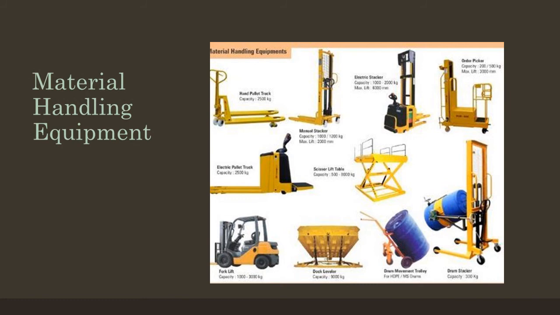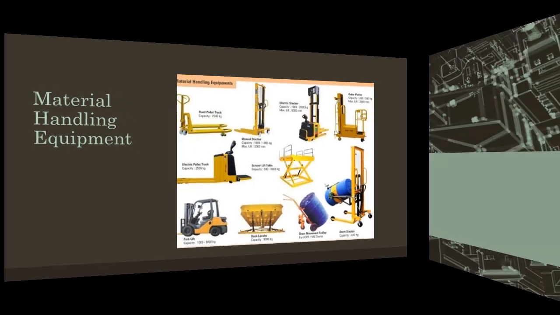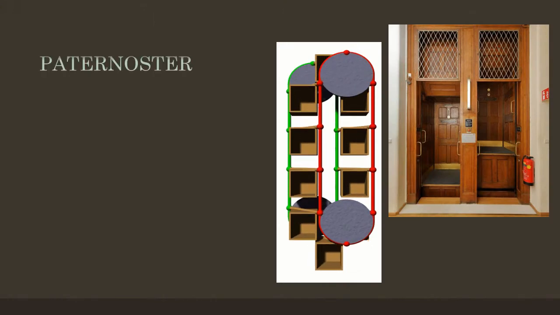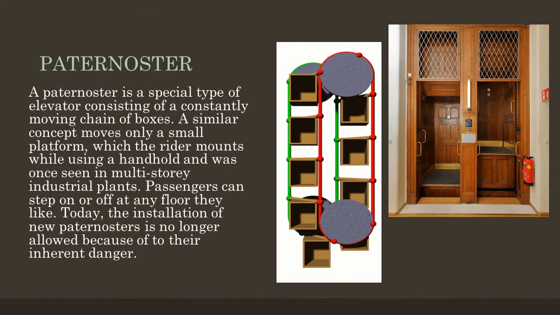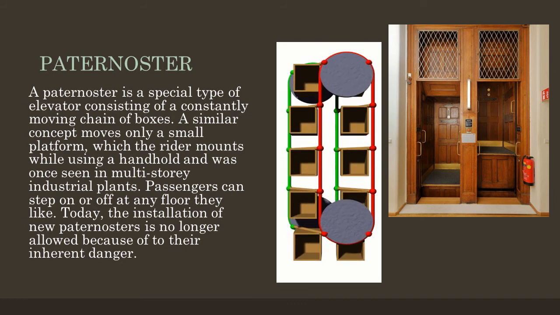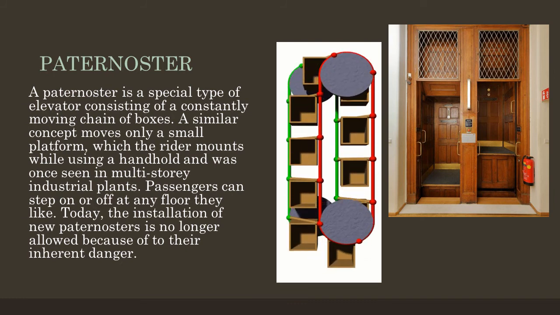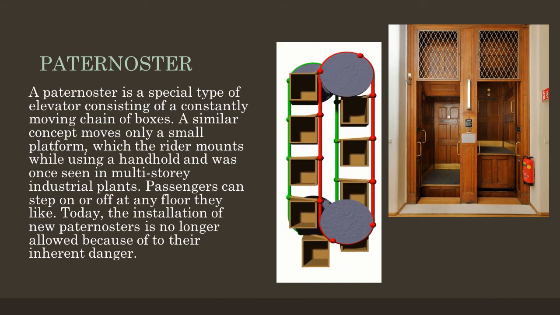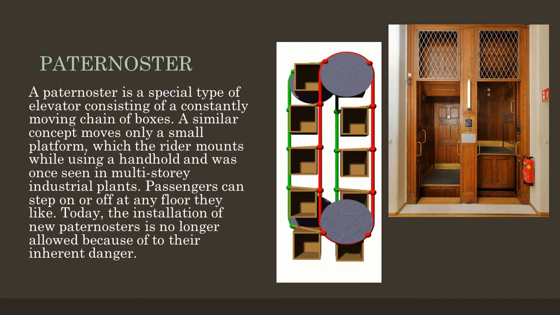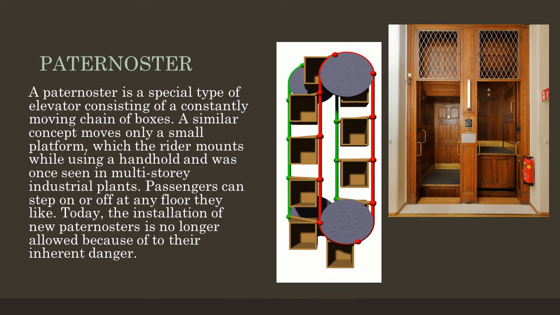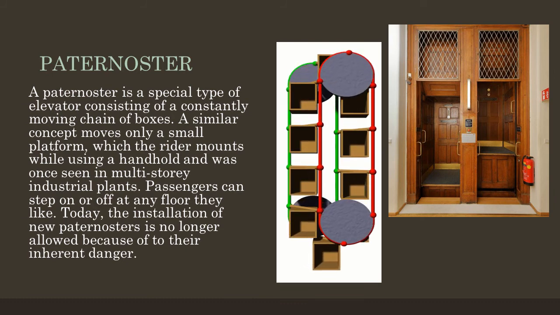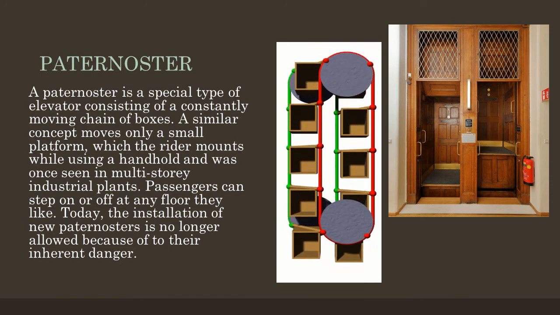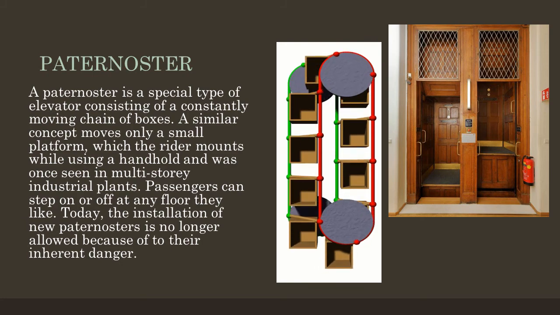Some of the material handling equipment: Paternoster. A paternoster is a special type of elevator consisting of a constantly moving chain of boxes. A similar concept moves only a small platform, which the rider mounts while using a handhold, and was once seen in multi-story industrial plants. Passengers can step on or off at any floor they like. Today, the installation of new paternosters is no longer allowed because of their inherent danger.